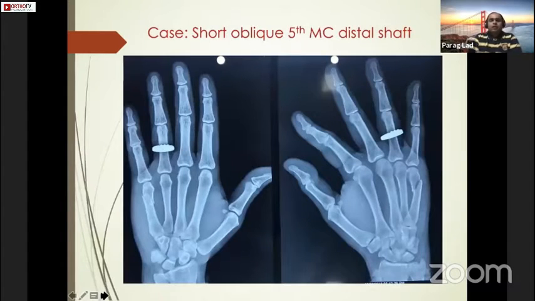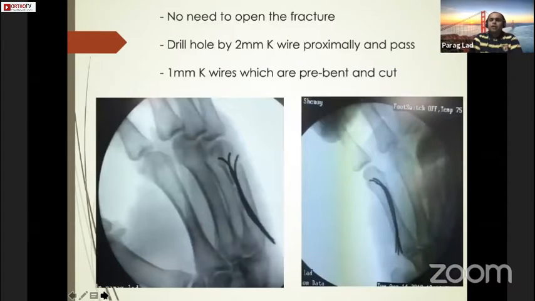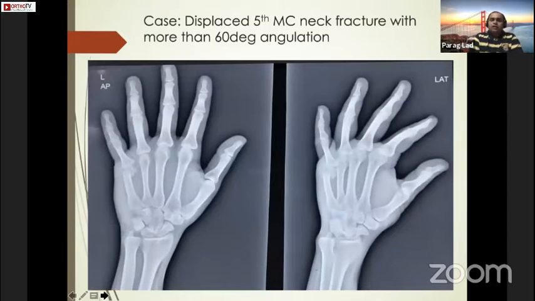But now let us take an example of a short oblique fifth metacarpal distal fracture, where these types of fractures are reasonably rotationally unstable. The best way to fix this fracture is by closed reduction and the bouquet technique. In this technique, as discussed, a 2 mm hole is created on the proximal part of the shaft, and 1 mm wires, by cutting their distal tip, we insert, and we maintain the proper alignment and the angulation is corrected. So that was a distal shaft fracture.